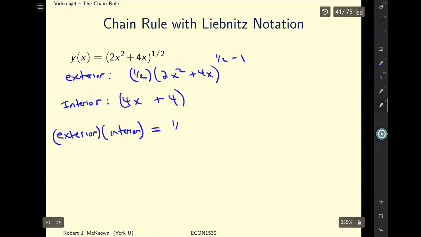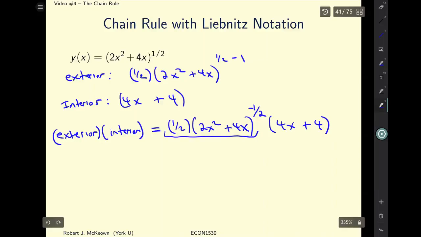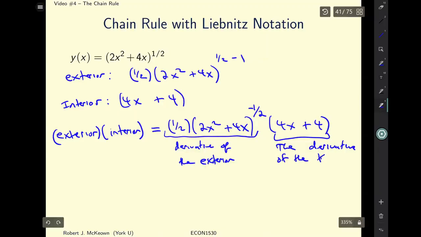And I get 1/2 times 2x squared plus 4x to the power of what? To the power of negative 1/2 multiplied by 4x plus 4, the interior. So this is the derivative of the exterior, and this is the derivative of the, well, the textbook calls it the kernel. I like to call it the interior, but let's stick with kernel.